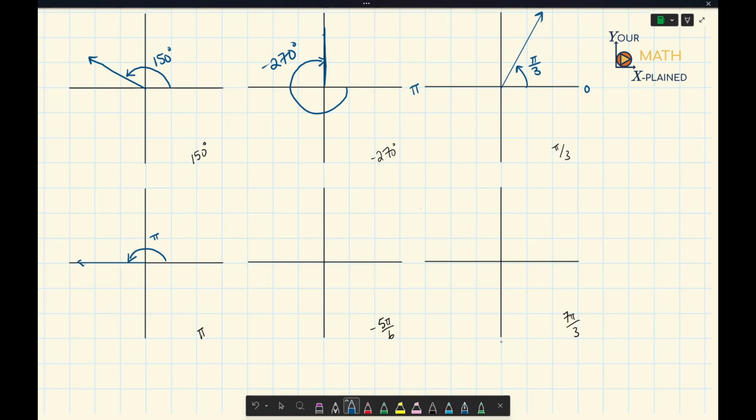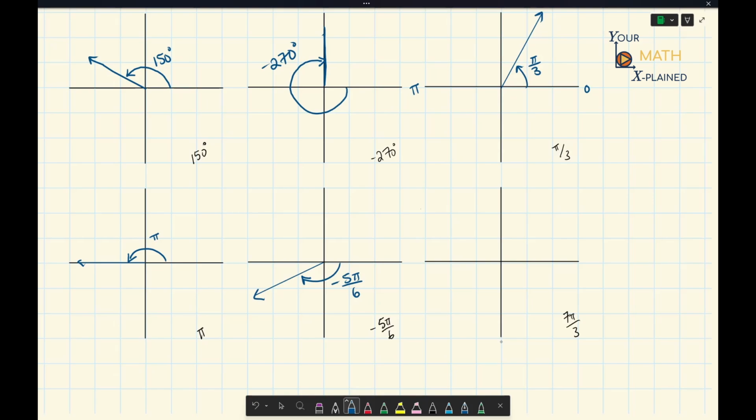Our fifth one is negative 5 pi over 6. So again, because it's negative, we're going to go clockwise. And we're going 5/6 of the way to pi. So that is going to be somewhere around here. So our angle right over here is negative 5 pi over 6.